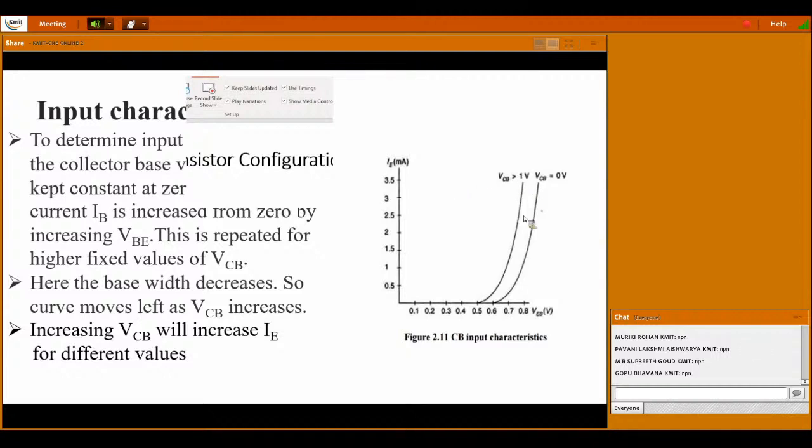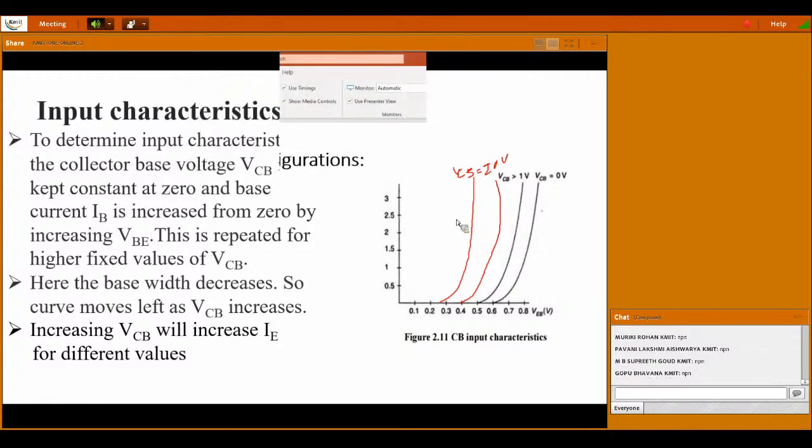VCB must be greater than or equal to 1. We can apply VCB equal to 20 volts, and VCB equal to 5 volts. So this is your 5 volts, this is 20 volts. Gradually we increase the output junction voltage and verify the input current variation. This graph yields the input PN junction forward bias characteristic. Your current IE is increasing exponentially with respect to the emitter to base voltage.